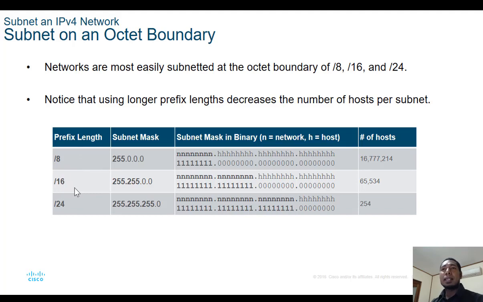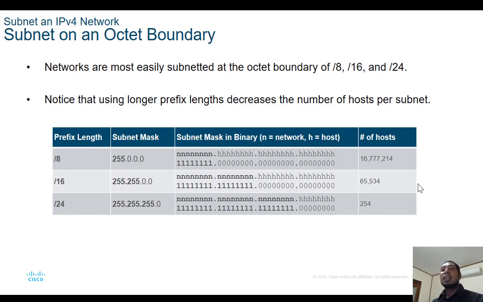Look at class B /16. You have the first octet and the second octet, all bits are on. So you are halving the 32-bit IPv4 address right in the center. You have the first 16 bits for the network and the remaining 16 bits for the host. So 2 raised to the power 16 minus 2, you end up with 65,534 total number of hosts per subnet.